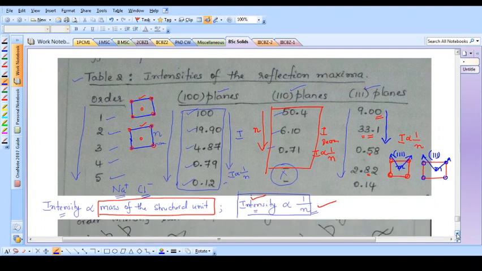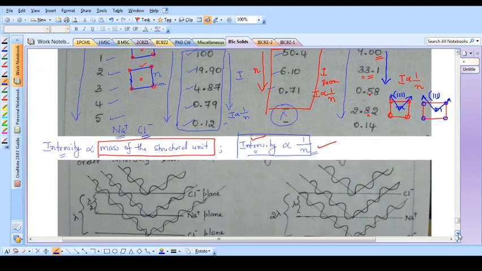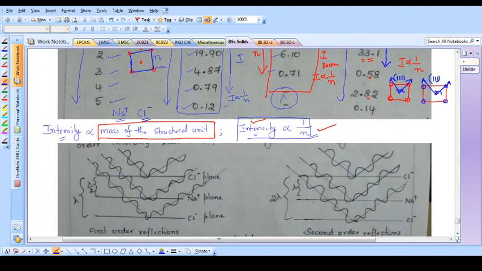Let me give a more diagrammatic explanation. So here I have given, so you have the 111 plane.